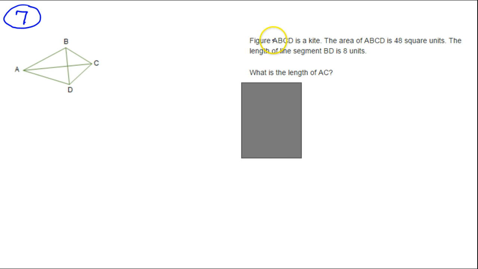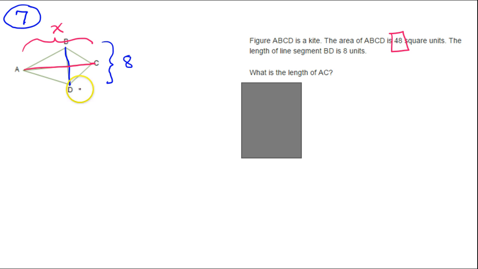Okay, number 7. This is a kite. The area is 48 square units. The length of segment BD is 8. What is the length of AC? Alright, I'm going to call this X, since that's the thing that we're looking for. Now, we're given the area, which is 48.